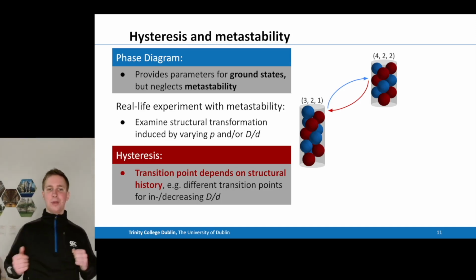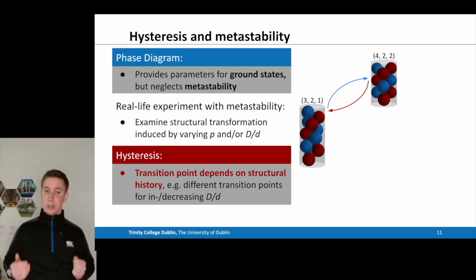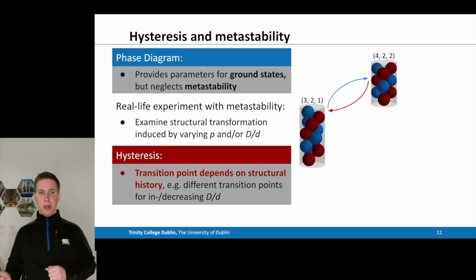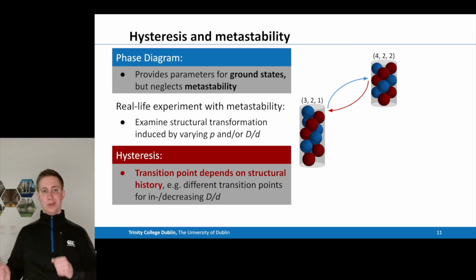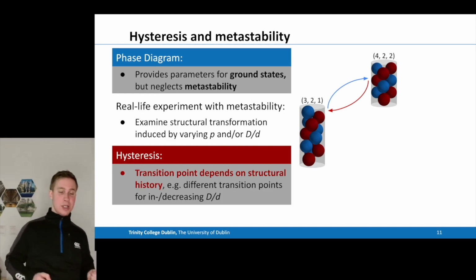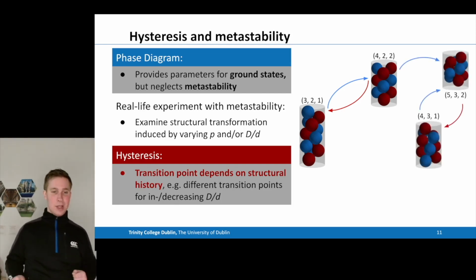However, the point of transition might differ upon increasing or decreasing the parameter. This phenomenon is known as hysteresis, which simply means the transition depends on the structural history. We observe that hysteresis only exists above a certain pressure point. So there's no hysteresis for hard spheres, only above a certain level of softness. And this structural transition here is a reversible transition. So you might wonder if an irreversible transition also exists. And the answer to this is yes.